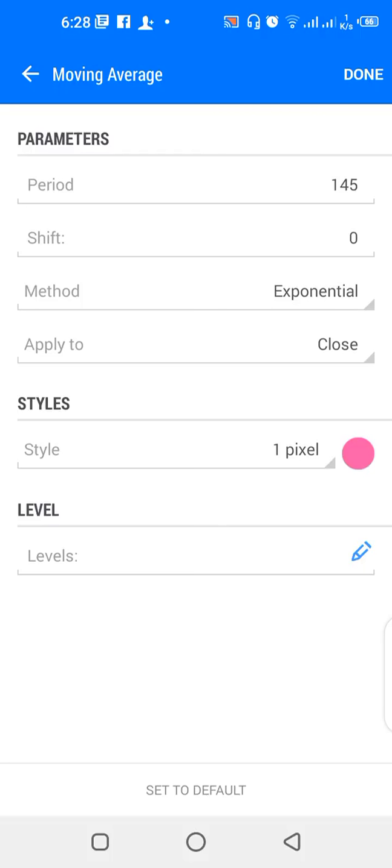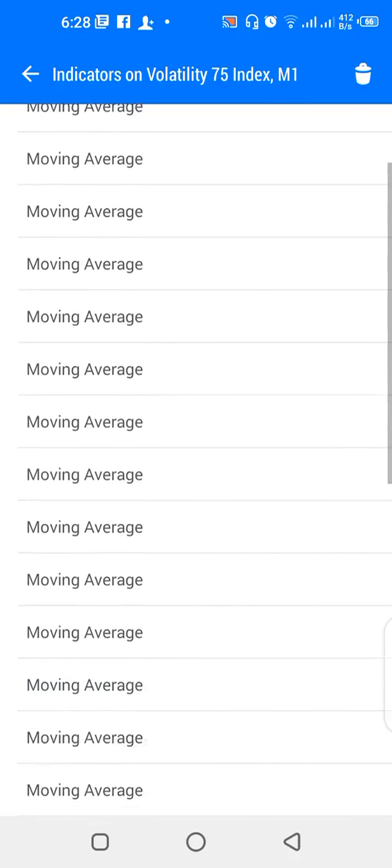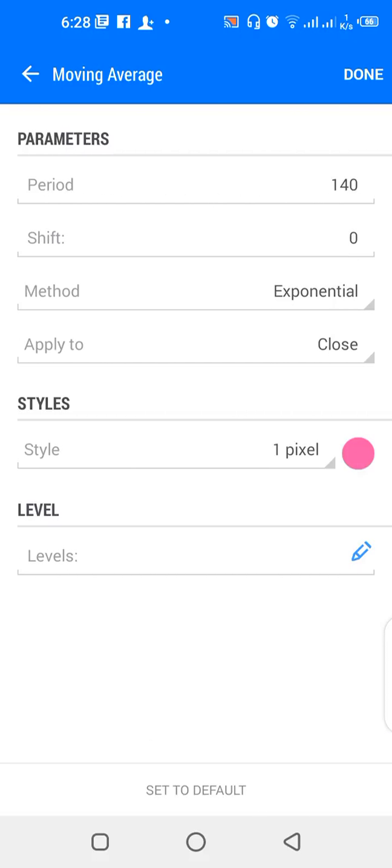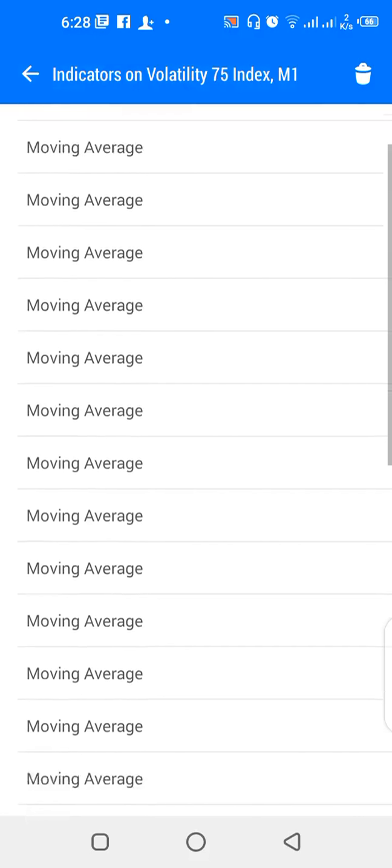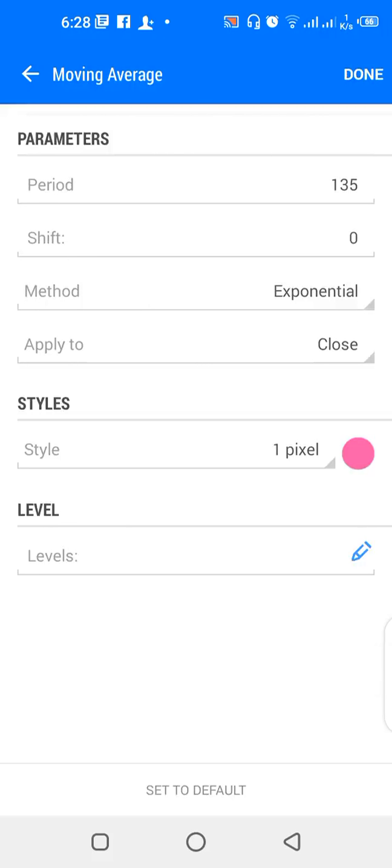Eleventh is 145 EMA, color is pink. Twelfth is 140 EMA, color is pink. Thirteenth is 135 EMA, color is pink.